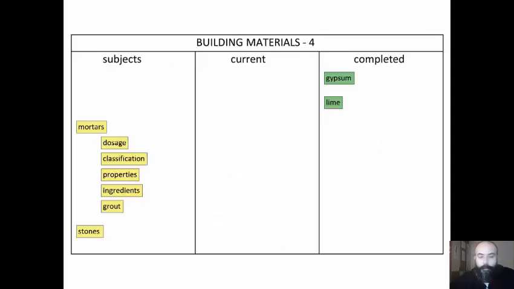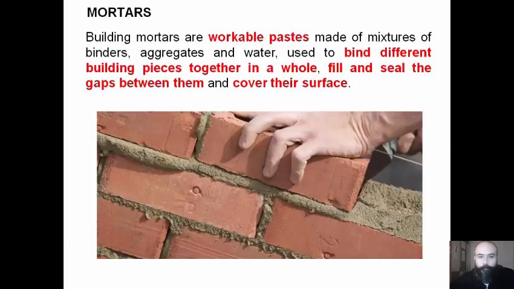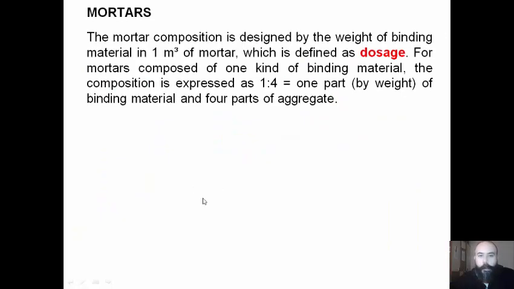Let's study mortars as the third material of this week. Building mortars are workable pastes made of mixtures of binders, aggregates, and water. They are used to bind different building pieces together into a whole, fill and seal the gaps between them, and cover their surfaces. The mortar composition is designed by the weight of binding material in 1 cubic meter of mortar. This is defined as dosage.